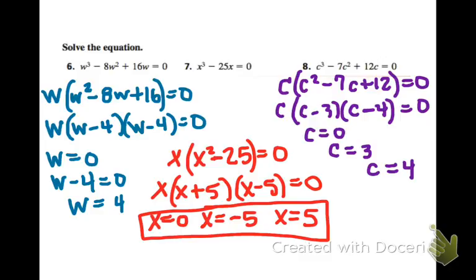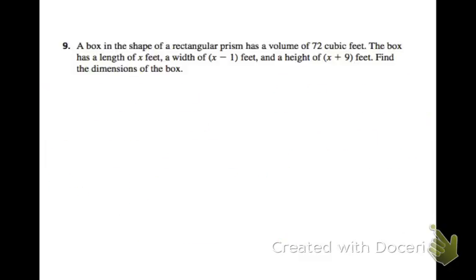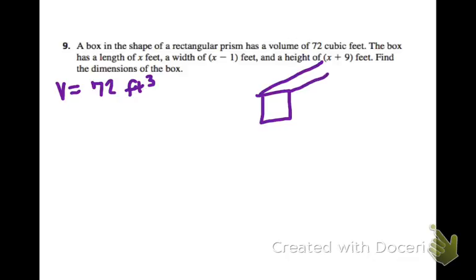And now we're going to use this concept of solving the equation so that we can apply it to a rectangular prism. It has a volume of 72 cubic feet. The box has a length of x feet, a width of x minus 1, and a height of x plus 9. Let's find the dimensions. So just going to summarize a few things here. 72 feet cubed. I'm visual. I like to see what I'm working with here.